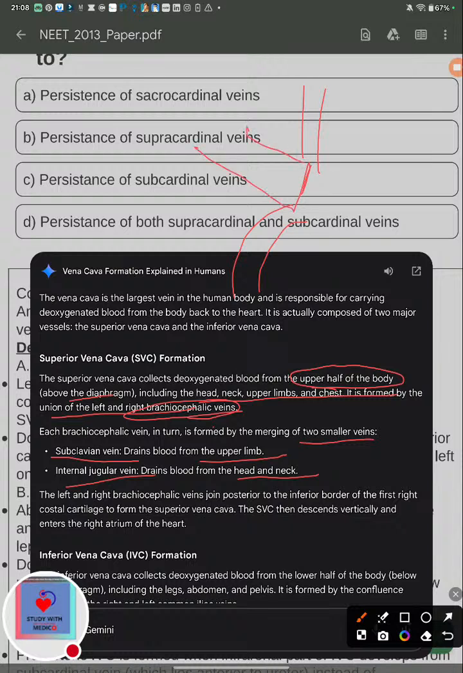the brachiocephalic vein. Brachio means limb here, and cephalic means the head and neck part. So brachio is the subclavian vein and cephalic is the head and neck vein, that is the internal jugular vein. The internal jugular vein and the subclavian vein form the brachiocephalic vein, which will further form the superior vena cava.